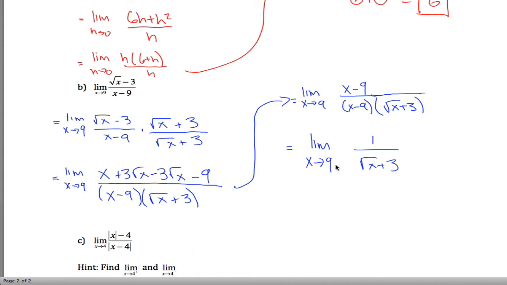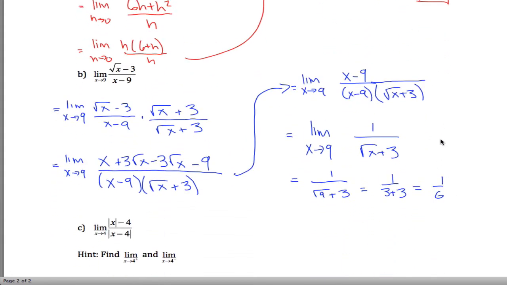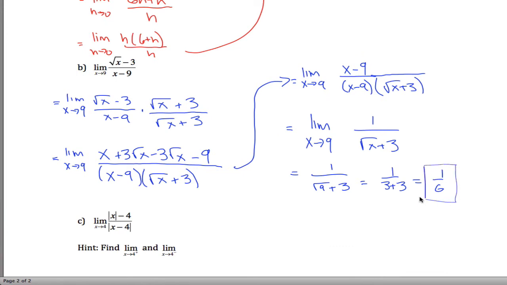The advantage of this is something I can figure out. I can evaluate it. I can change my x's into 9s. I can say that this is equal to 1 over root 9 plus 3, which is 1 over 3 plus 3, which is 1/6. Is that the same as what I got up here? Nope, 6, which is the answer.